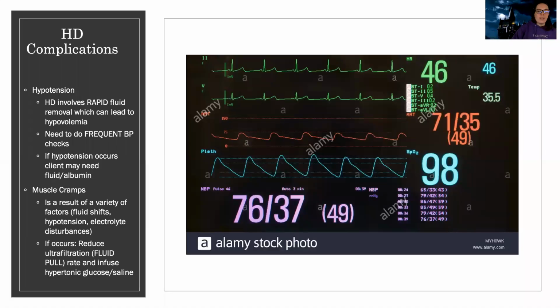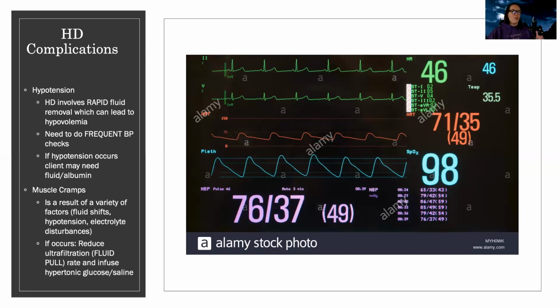Some of the major complications that can happen, aside from the vascular access complications: one of the most common things is hypotension. Hemodialysis involves rapid fluid removal, and that rapid fluid removal can lead to hypovolemia. We have to do frequent pressure checks. Sometimes we check them every 5 minutes, or even more frequently than that, because they can have rapid changes. If they do have drops, sometimes the patient needs fluid or albumin.